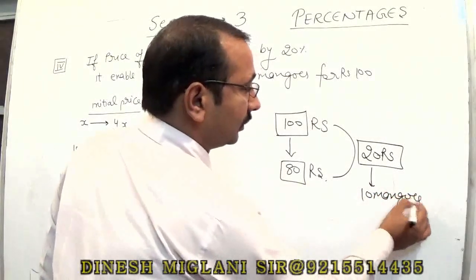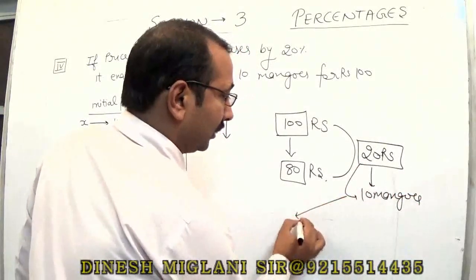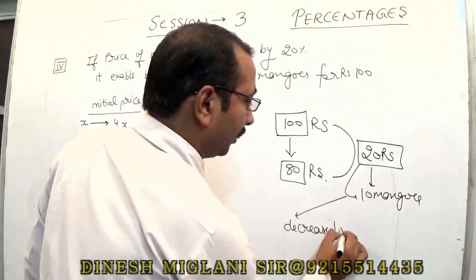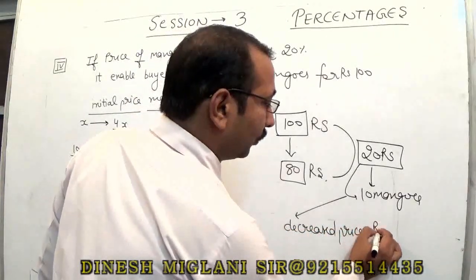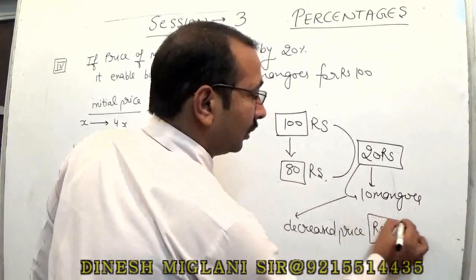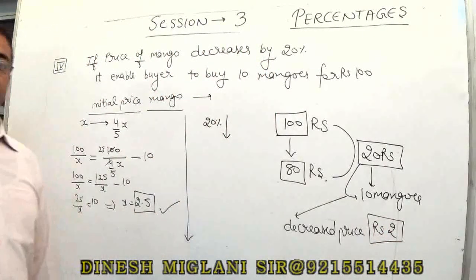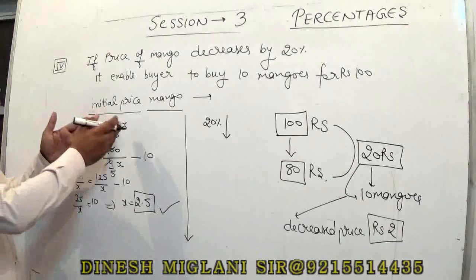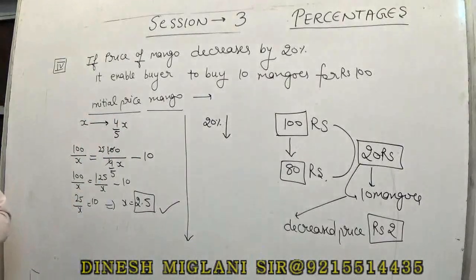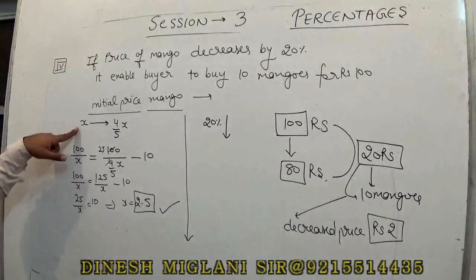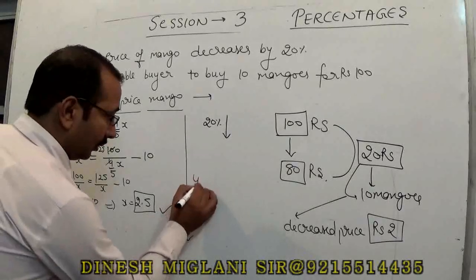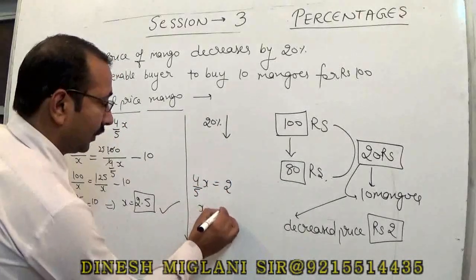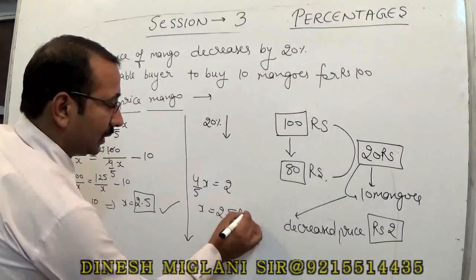It means we can say that the decreased price of the mango is equal to rupees 2 per mango. The decreased price of the mango is rupees 2 per mango, right? And this 4 by 5x, that is the decreased price. I have to find the initial price. So I can say 4 by 5x was the decreased price. This is equal to 2. My initial price will become 2.5 rupees. That becomes my answer.